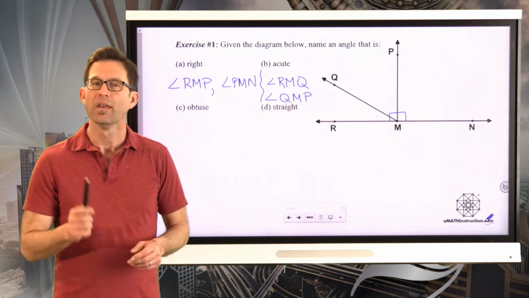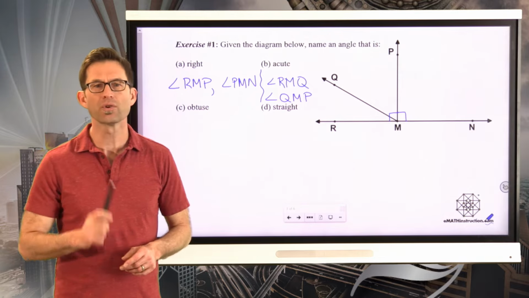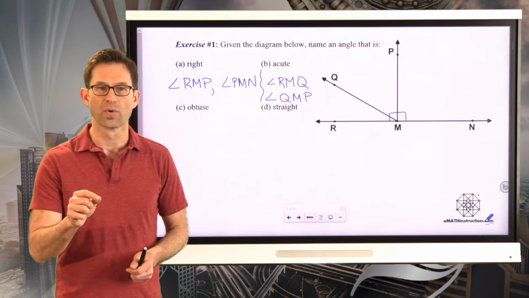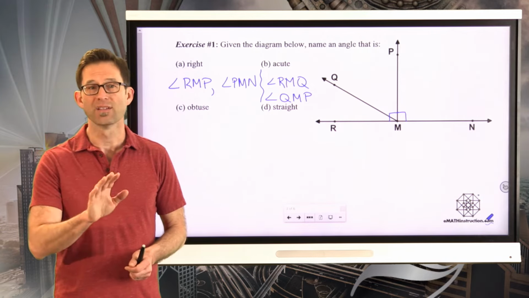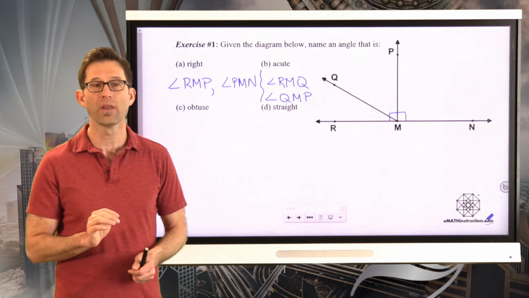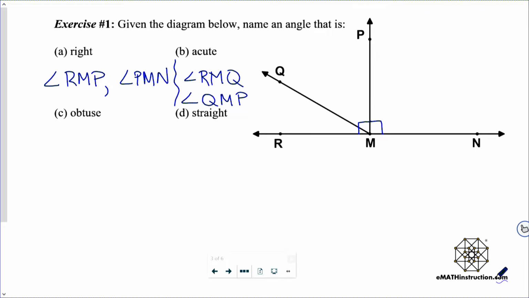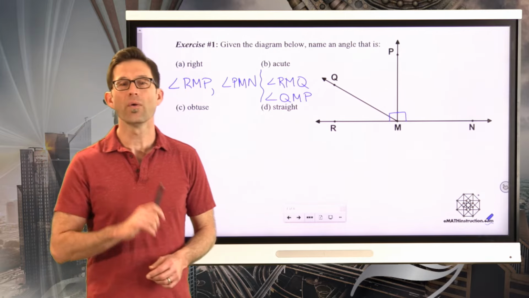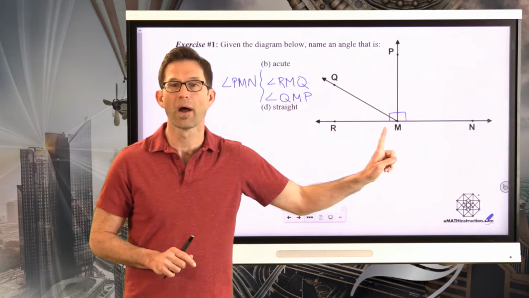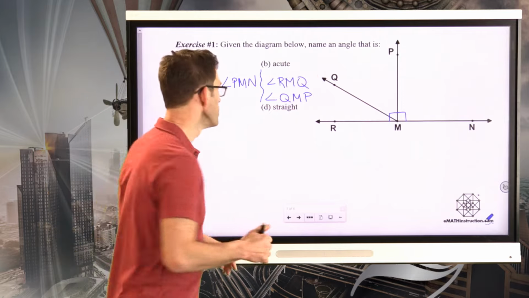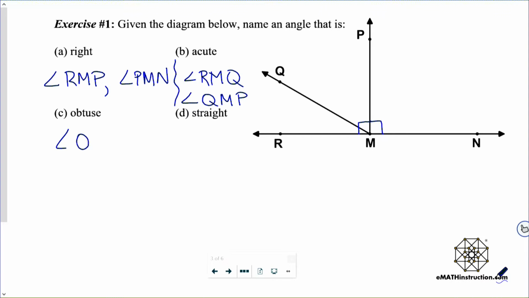Now, an obtuse angle. There really truly is only one obtuse angle in this picture, an angle that is larger than 90 degrees, but isn't 180 degrees. So pause the video now and name the obtuse angle. All right, well, the only obtuse angle in the picture is the one that's created by ray MN and ray MQ. And therefore, that is angle QMN.